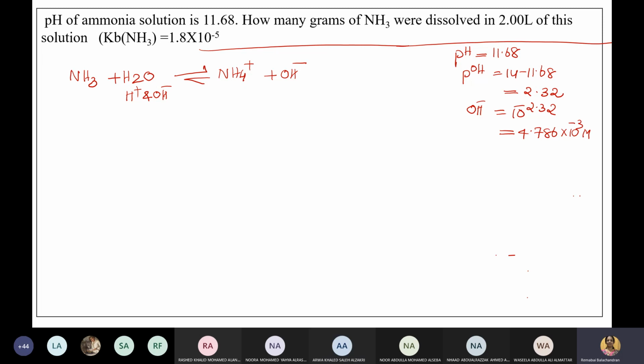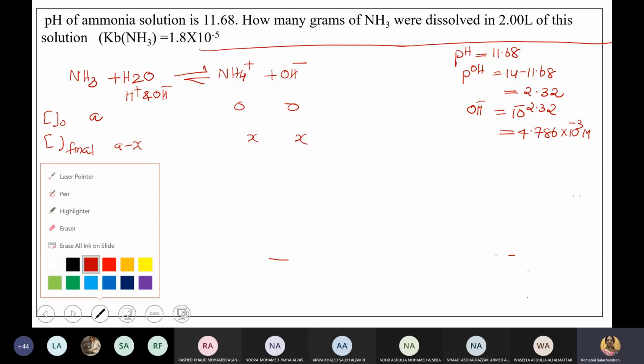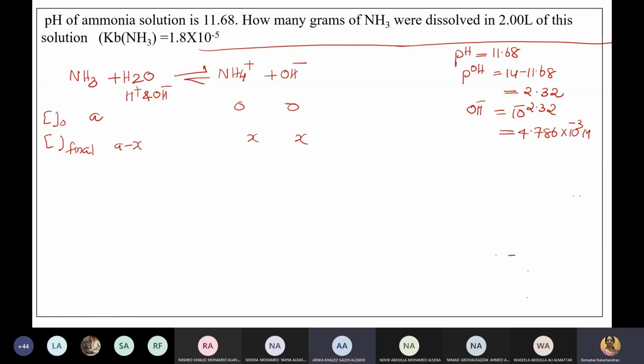Yes. Okay, so now, do you know the initial concentration of ammonia? No. You don't know. So let this be A, with 0 and 0 for the products. Final concentration is A minus x, x, x. Is it okay? Yes.